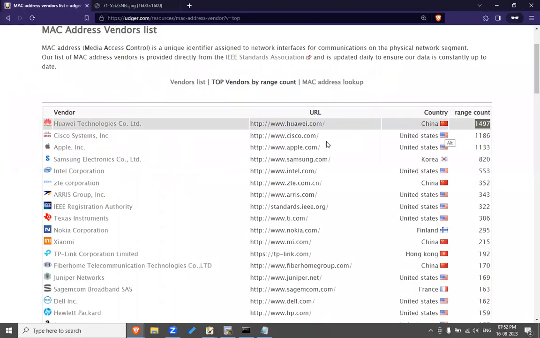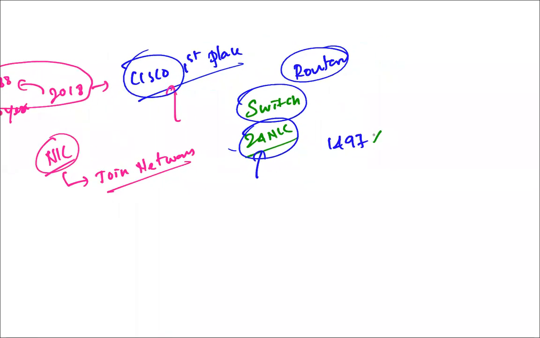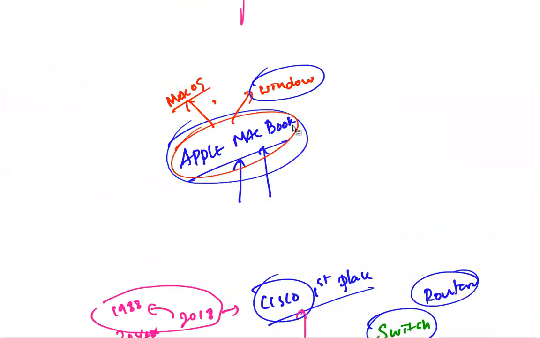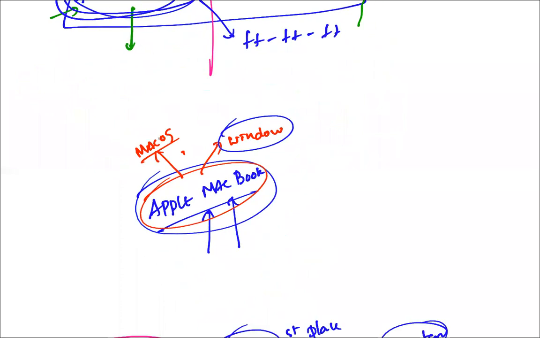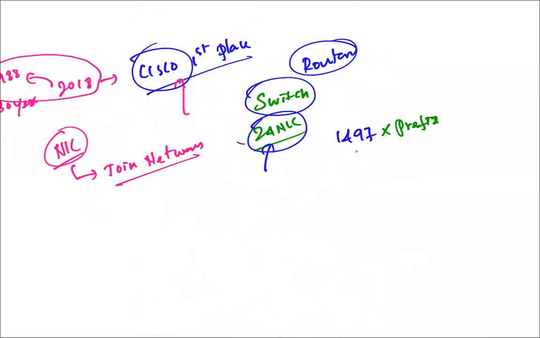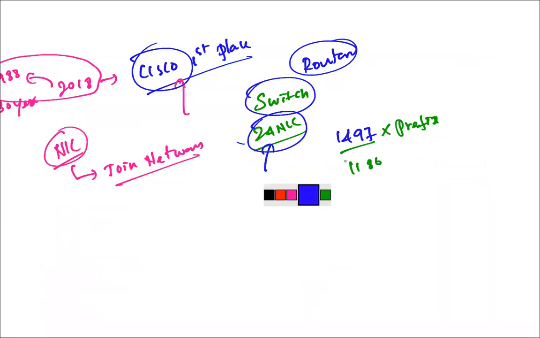Okay, and what is this 1497? It is nothing but the prefix that they purchased. I'm talking about this portion, these six characters. How many prefixes have they purchased? Huawei has purchased 1497 and Cisco has purchased 1186. So recently, Cisco came to the second place and Huawei came to the first place.